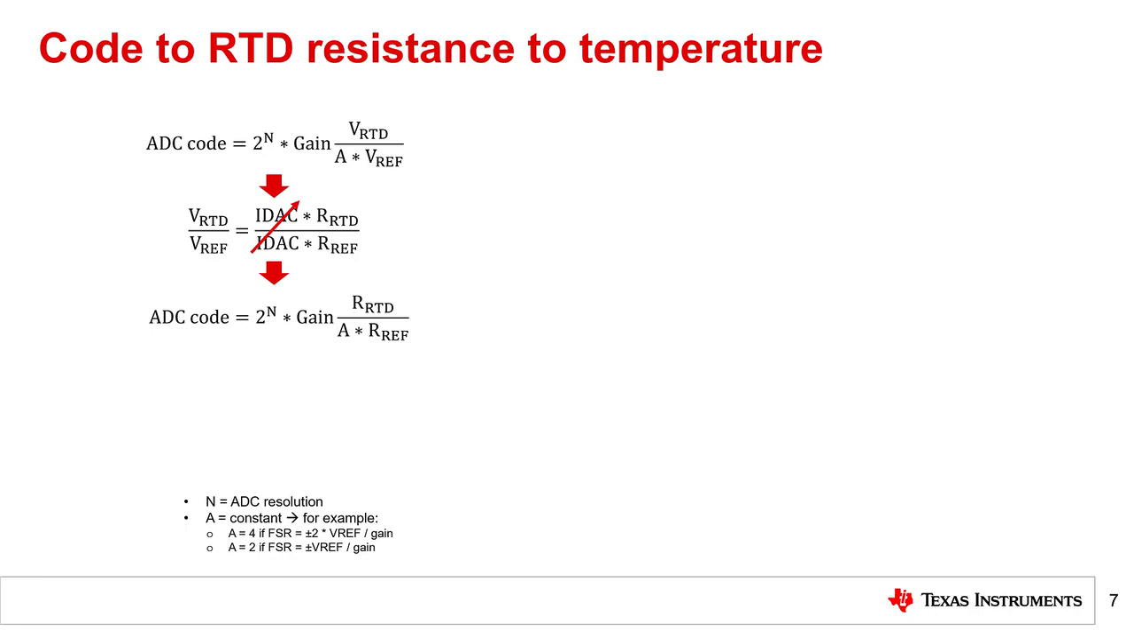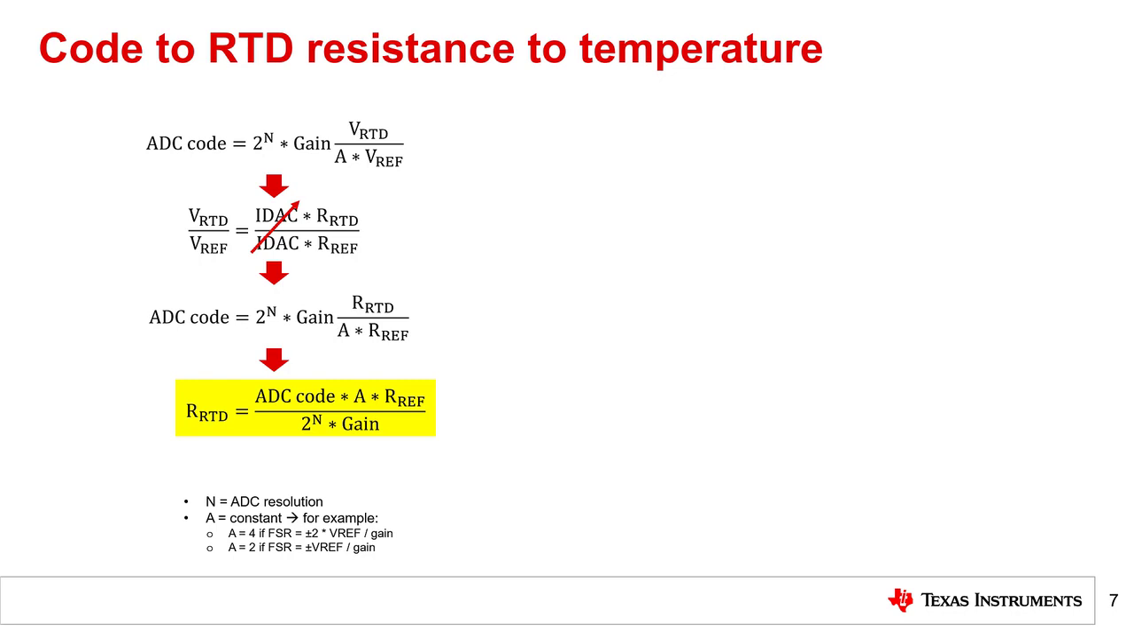The IDAC term cancels out because it is in both the numerator and denominator of this equation, resulting in a modified version of the ADC code equation. In this new equation, the RTD and reference voltages are replaced with the RTD and reference resistances, respectively. This allows us to solve the ADC code equation for RRTD. Highlighted in yellow is the new ADC code equation that solves for RRTD.